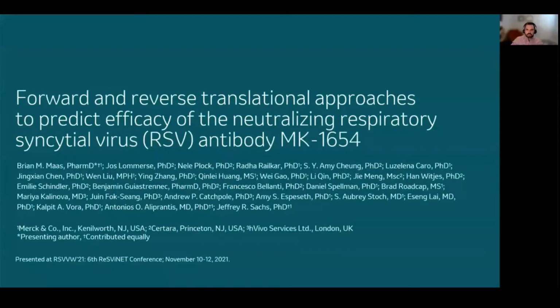Okay, so I mentioned this is a two-part study. Here's part two, where we're going to show the MBMA that was developed and how it was used to support phase 3 dose selection for an RSV antibody, MK1654.